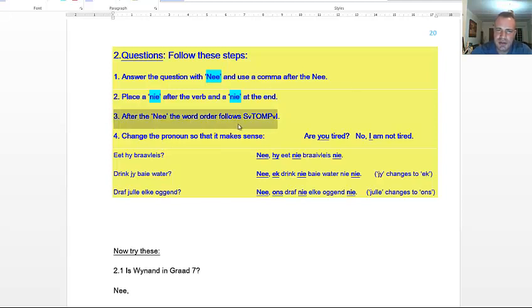Looking at number three there, sometimes I see students get a bit confused with the word order after the nee, like nee, ek is nie moeg nie. If you think about it like this, you follow the stompy word order after the nee. So it's nee, comma, then you need a subject. Nee, comma, subject, verb 1, time, object, manner, place, verb 2, infinitive. And then the last thing, and this is the tricky thing, is that you have to change the pronoun so that it makes sense.